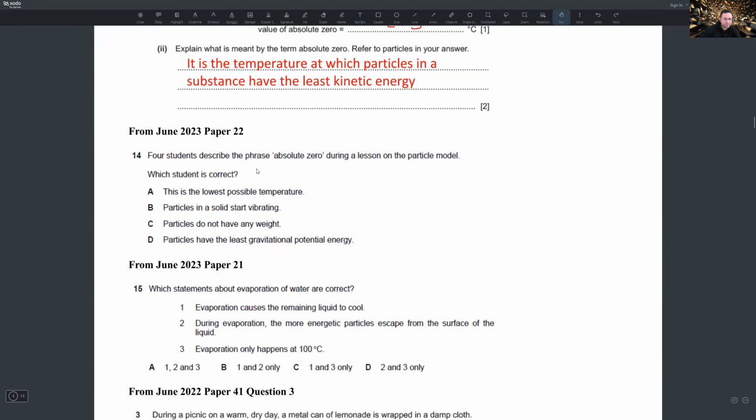Four students described the phrase absolute zero. Which student is correct? The lowest possible temperature. Correct. Particles in a solid start vibrating. No. Particles do not have weight. That has nothing to do with absolute zero. Particles have the least gravitational potential energy. No, it's kinetic. A is the correct answer.